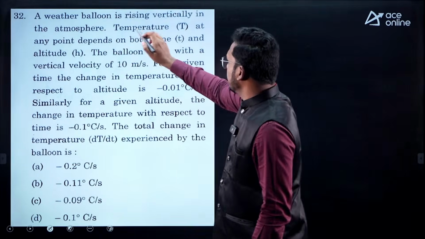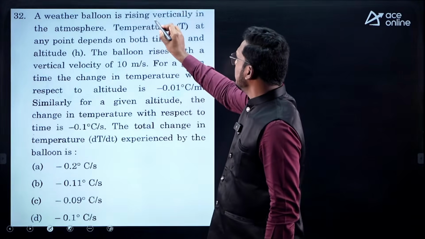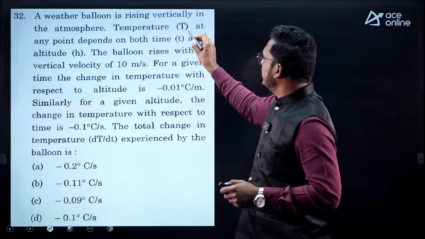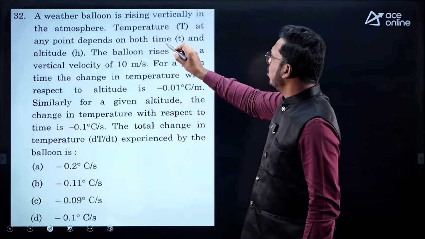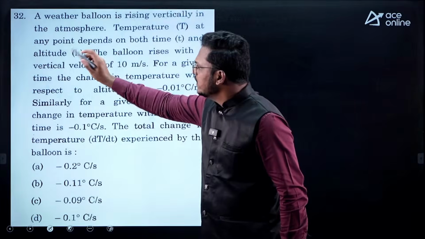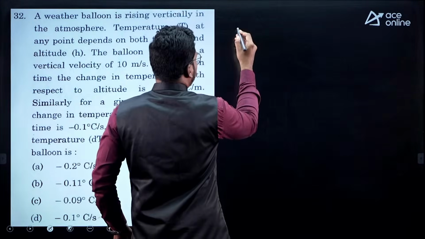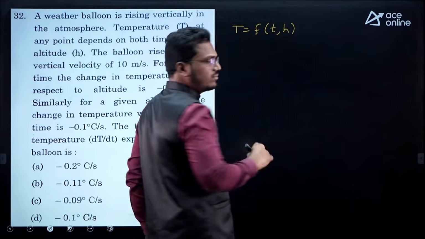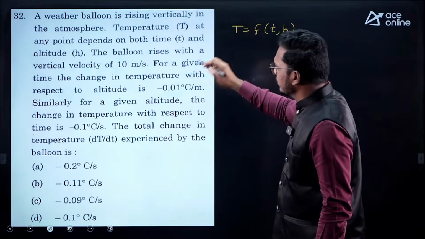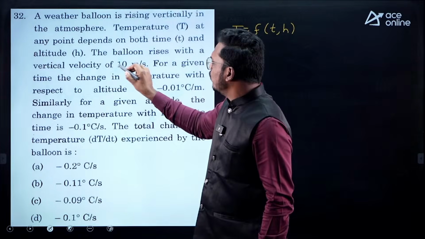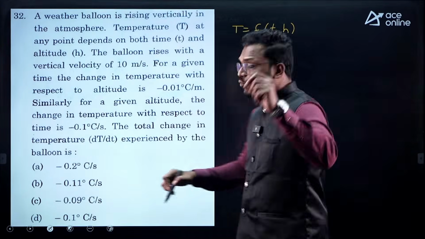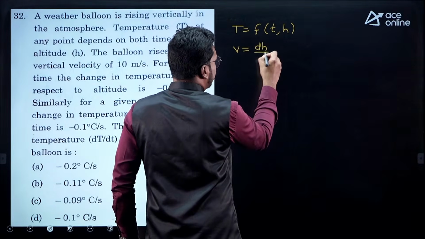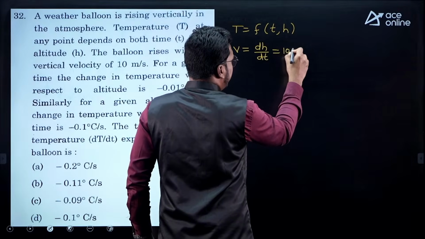A weather balloon is rising vertically in an atmosphere. Temperature T at any point depends on both time t and altitude h. See, here temperature is a function of time t and altitude h. Then the balloon rises with a vertical velocity of 10 meter per second. Vertical velocity, how can we write? Vertical velocity is dh by dt. So this vertical velocity is given as 10 meter per second.